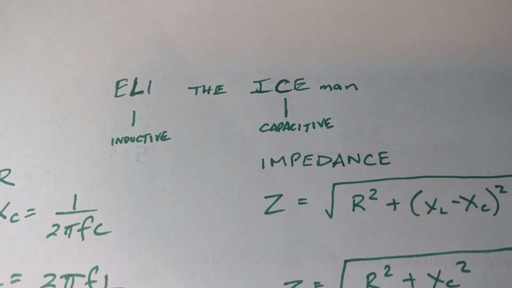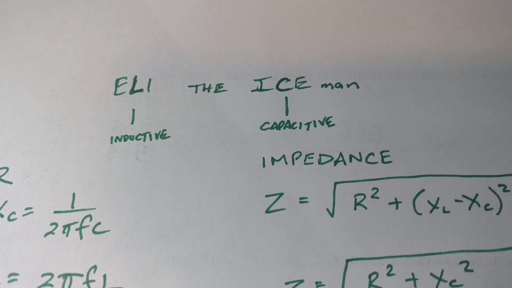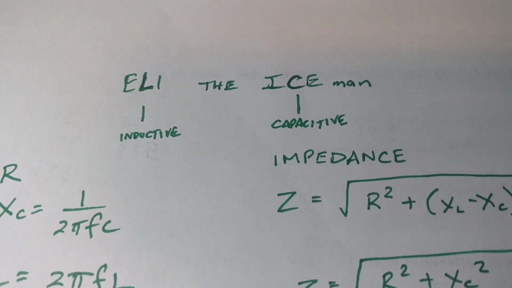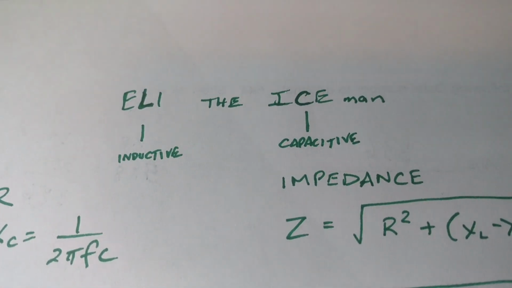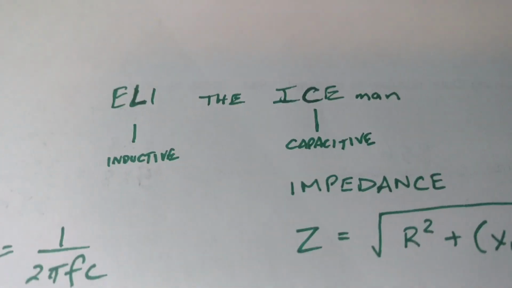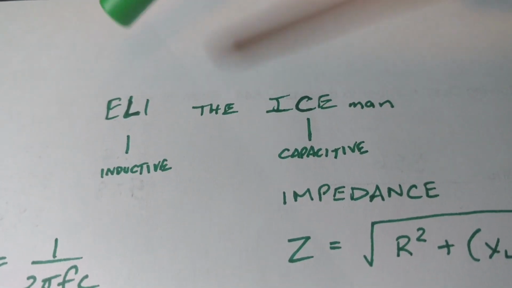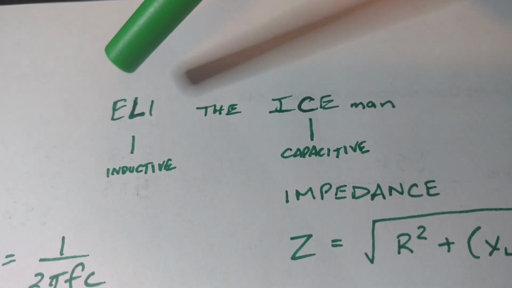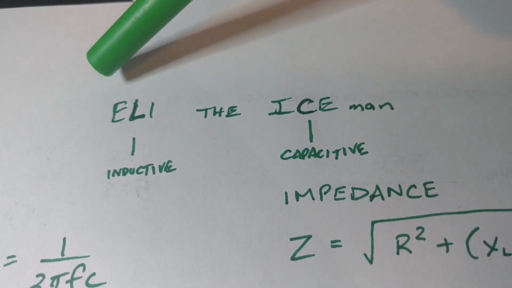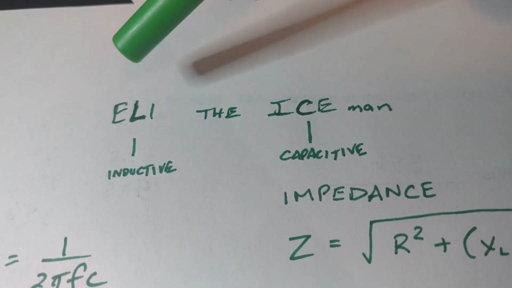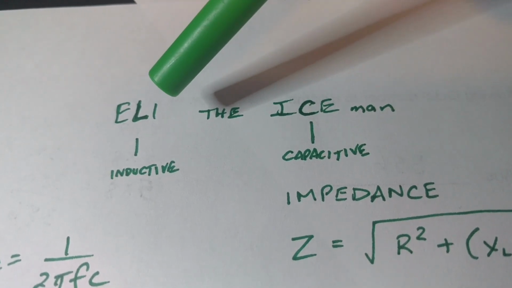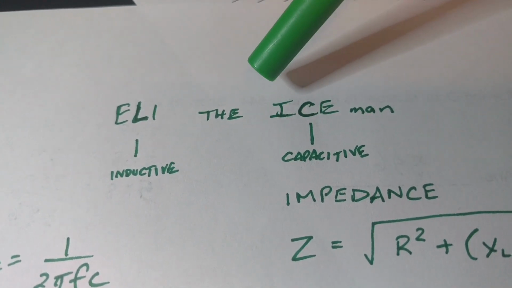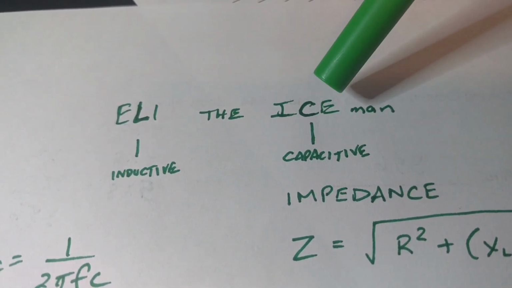Let's take a look at the acronym phrase ELI the ICEman. Let's see how we can use this without getting into too many technical explanations like imaginary numbers or a whole bunch of calculations. So what does this mean? Well, a long time ago, E represented voltage because it was also called electromotive force. So ELI means that voltage for an inductive circuit leads current. And the ICEman part reminds you that for a capacitive circuit, the current leads the voltage.